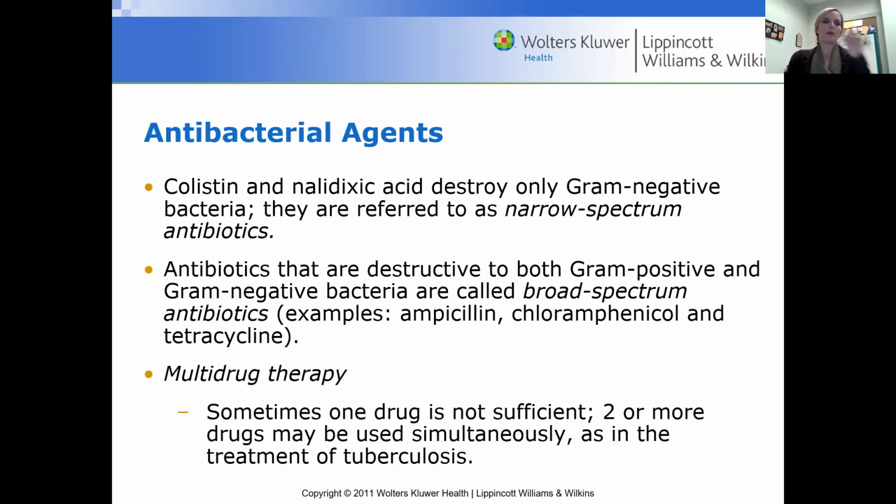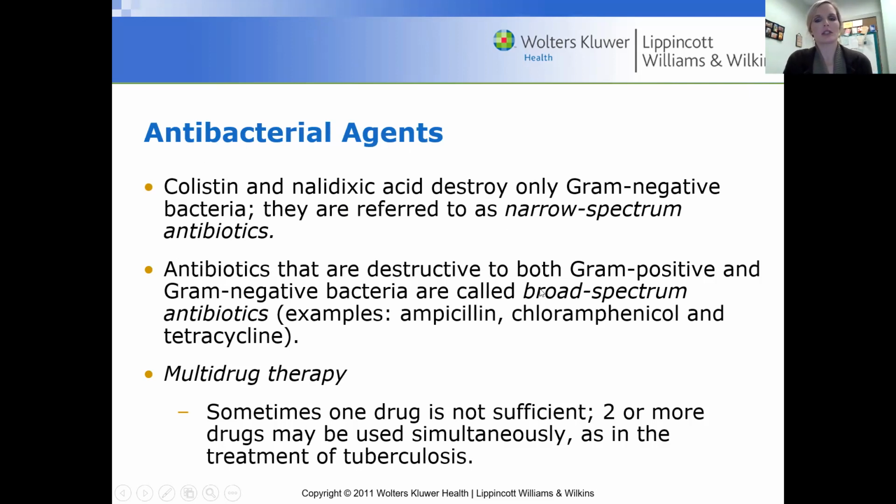So antibacterial, the main thing I want you guys to be familiar with: antibacterials are used to target bacterial cells. Bacterial infections are going to be stopped by antibacterial agents. So you don't need to specifically know the specific types that destroy gram-negative versus gram-positive.